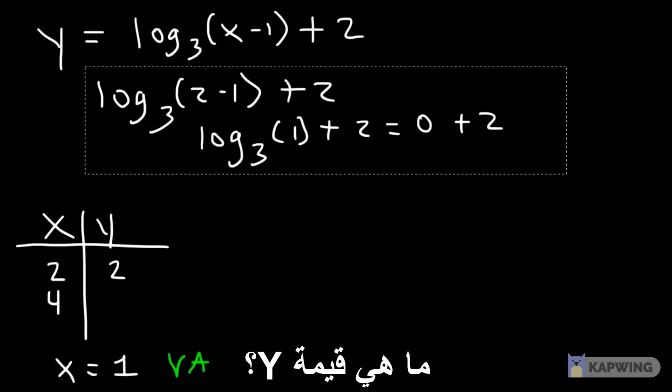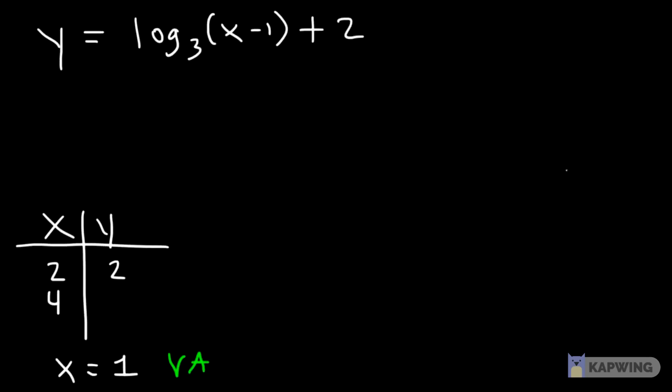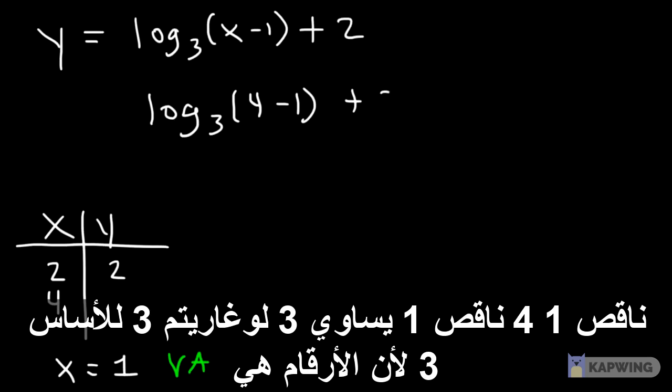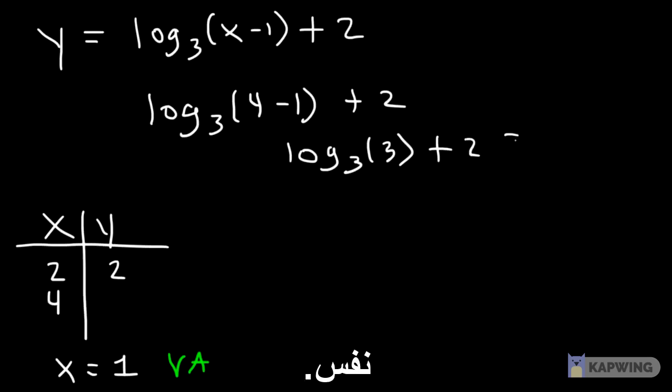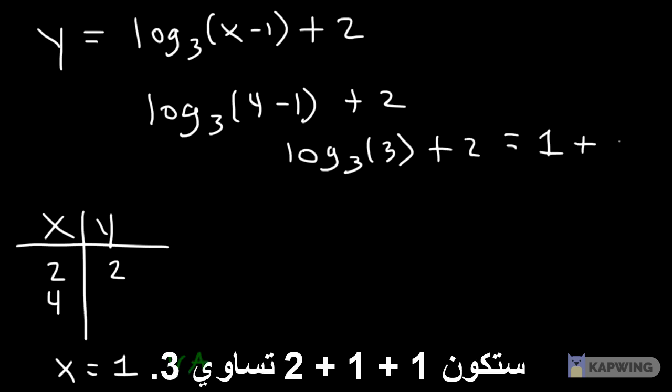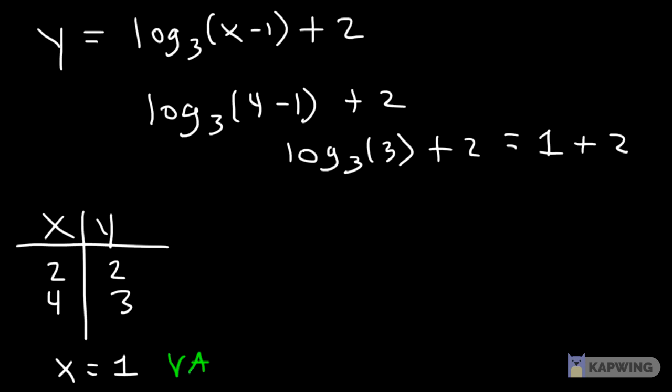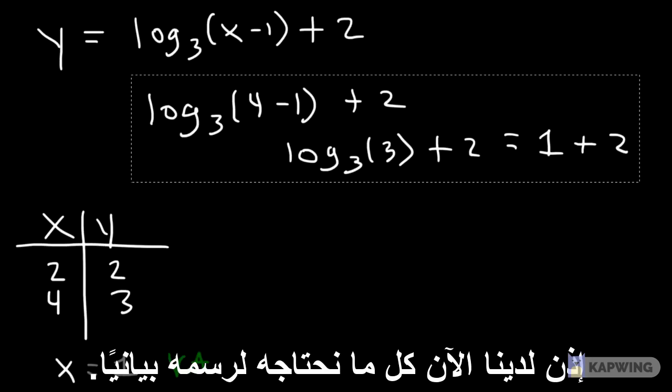Now what is the y value when x is 4? So this is going to be 4 minus 1. 4 minus 1 is 3. Log base 3 of 3, because the numbers are the same, it's going to be 1. And 1 plus 2 is 3. So now we have everything that we need in order to graph it.